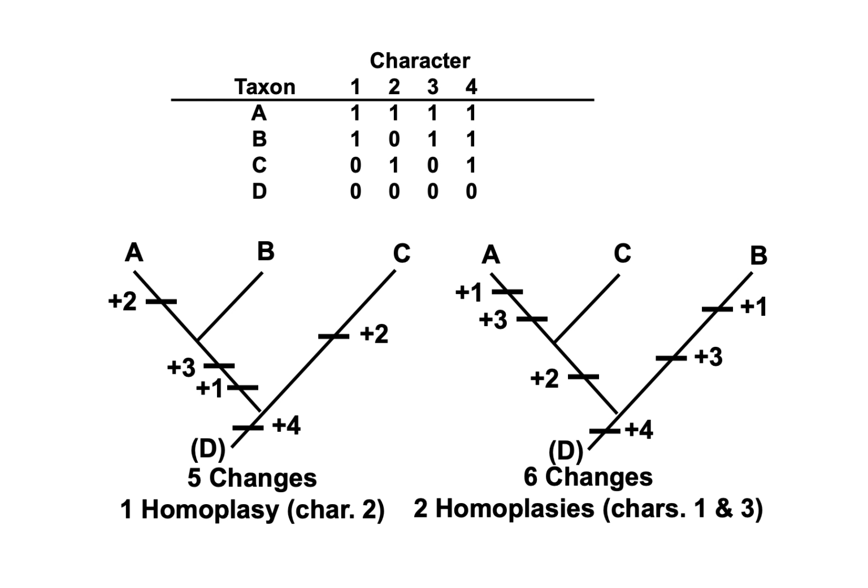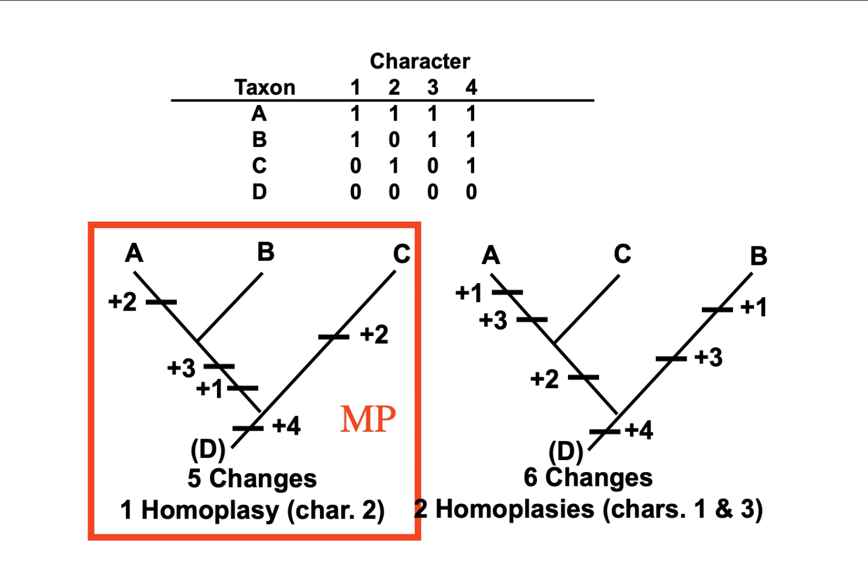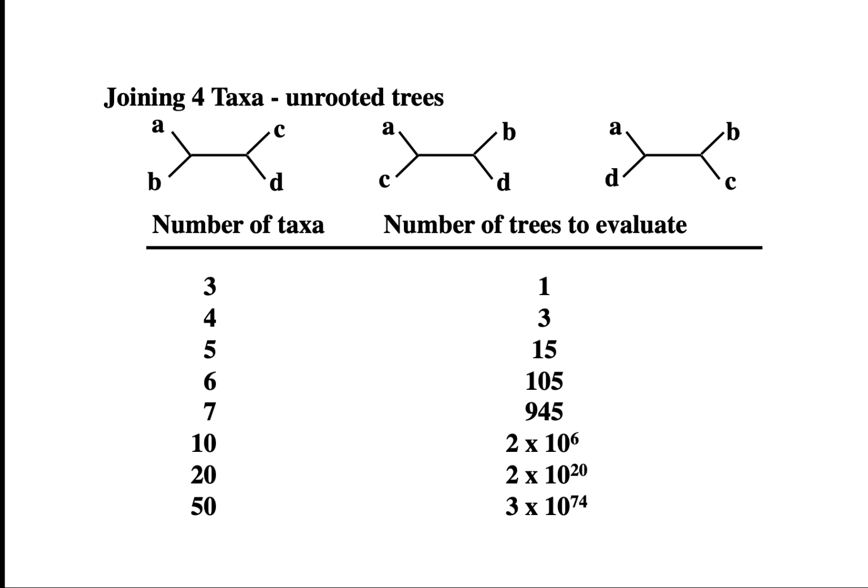So the tree on the left has both fewer changes and fewer homoplasies, so it's chosen as the most parsimonious tree in this case. Because it joins the taxa together in every possible orientation and then tests each one, it builds up very fast to a large number of trees that have to be evaluated. So as far as computer time, as you work your way up into 10, 20, 50 taxa, the computer slows down. There's a lot more computation involved.